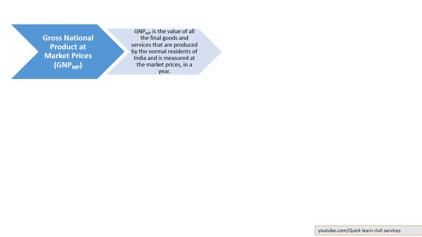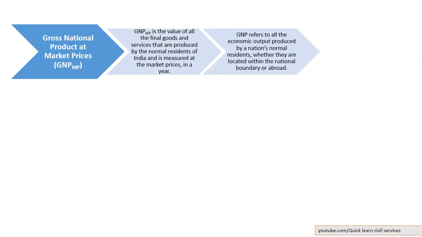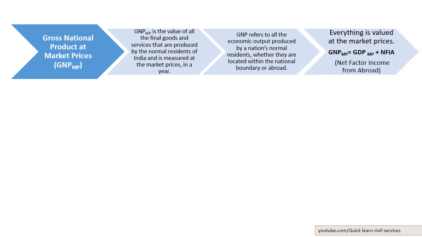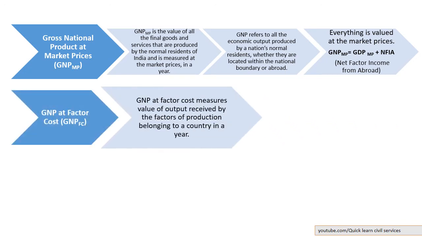Gross national product at market prices. GNP market price is the value of all the final goods and services that are produced by the normal residents of India and is measured at the market prices in a year. GNP refers to all the economic output produced by a nation's normal residents, whether they are located within the national boundary or abroad. Everything is valued at the market prices. GNP market price is equal to GDP market price plus NFIA. GNP at factor cost. GNP at factor cost measures value of output received by the factors of production belonging to a country in a year. GNP factor cost equals GNP market price minus net product taxes.